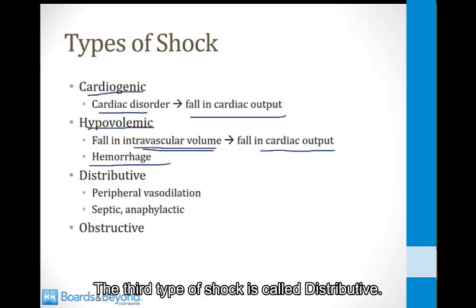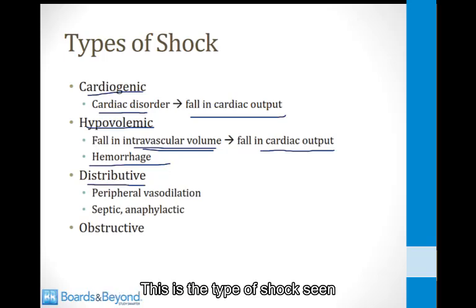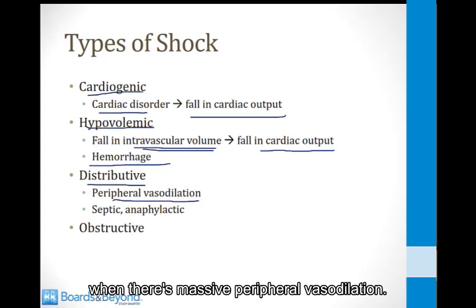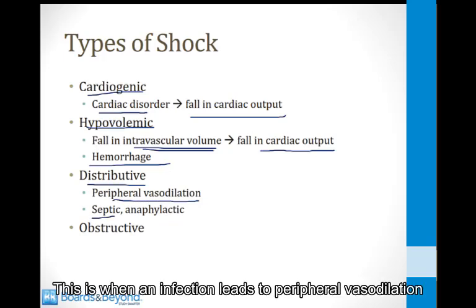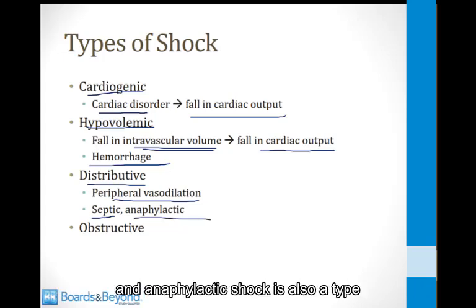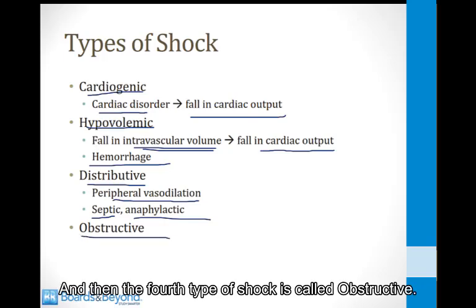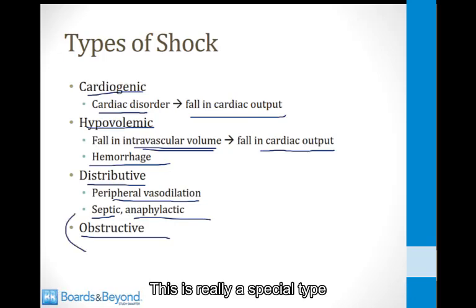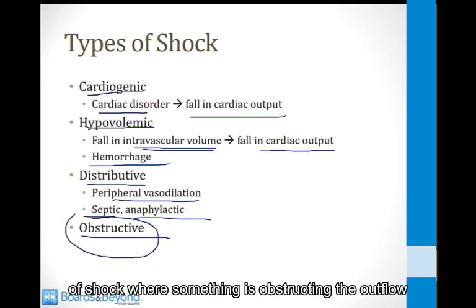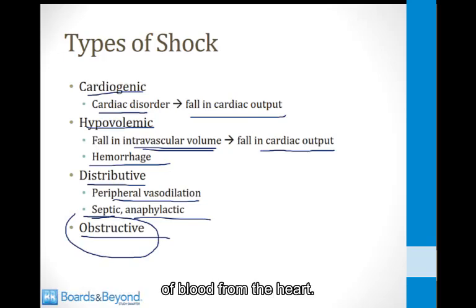The third type of shock is called distributive. This is the type of shock seen when there's massive peripheral vasodilation. There are many subtypes of distributive shock, but you may be familiar with septic shock. This is when an infection leads to peripheral vasodilation. Anaphylactic shock is also a type of distributive. That's when an allergic reaction causes shock. And then the fourth type of shock is called obstructive. We'll talk about this later. This is really a special type of shock where something is obstructing the outflow of blood from the heart.